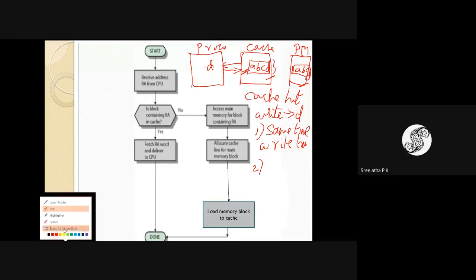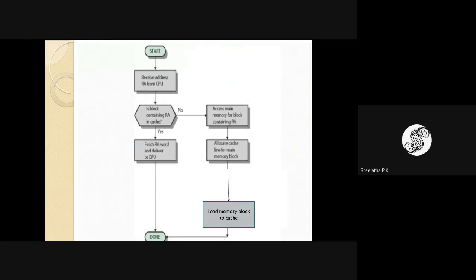Write through protocol. What are the disadvantages? Whenever I update, so A, B, C, D, it has to be in primary memory also. D is updated, and I want to update E. E is also updated. F is also updated. So many times this writing procedure is required. Many times it has to be written back. This is the write through protocol.